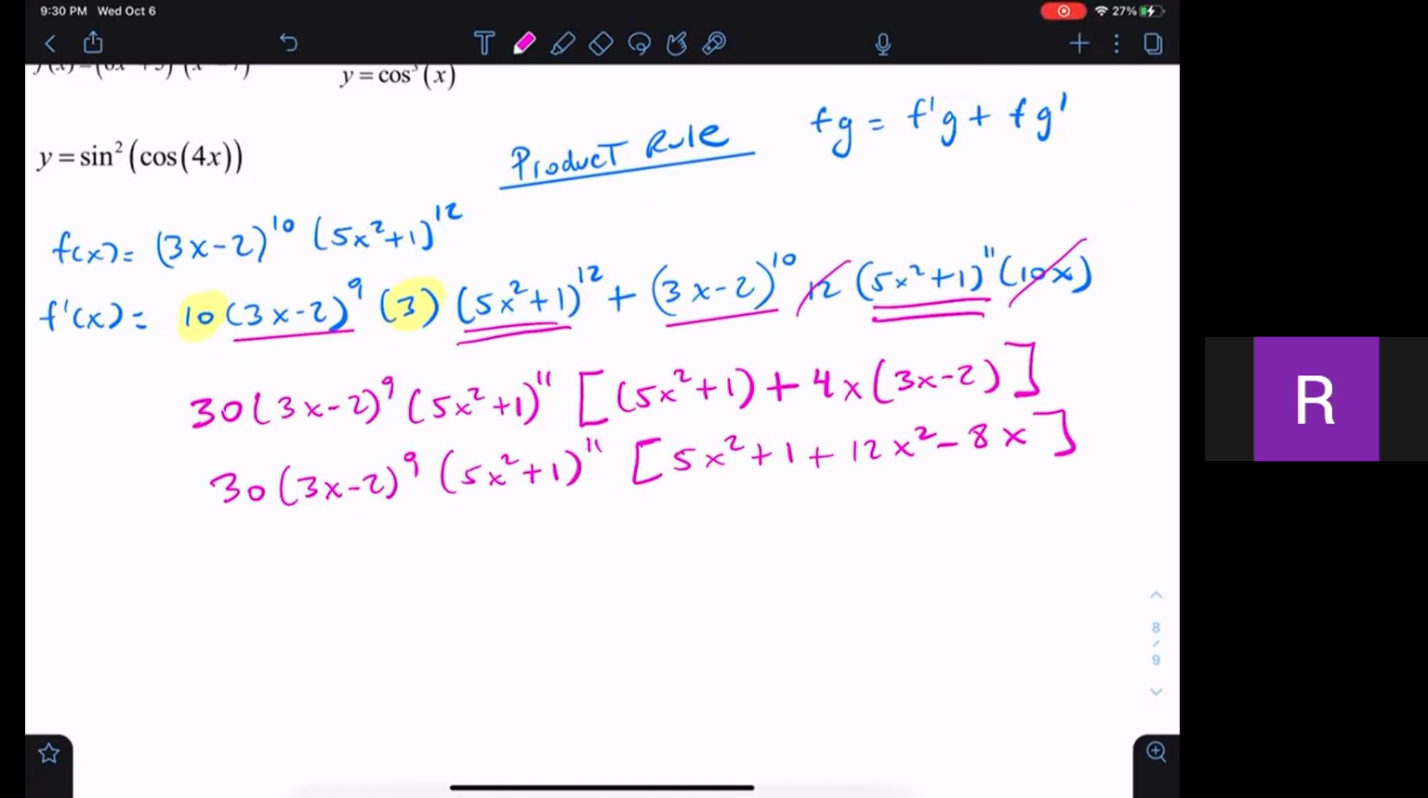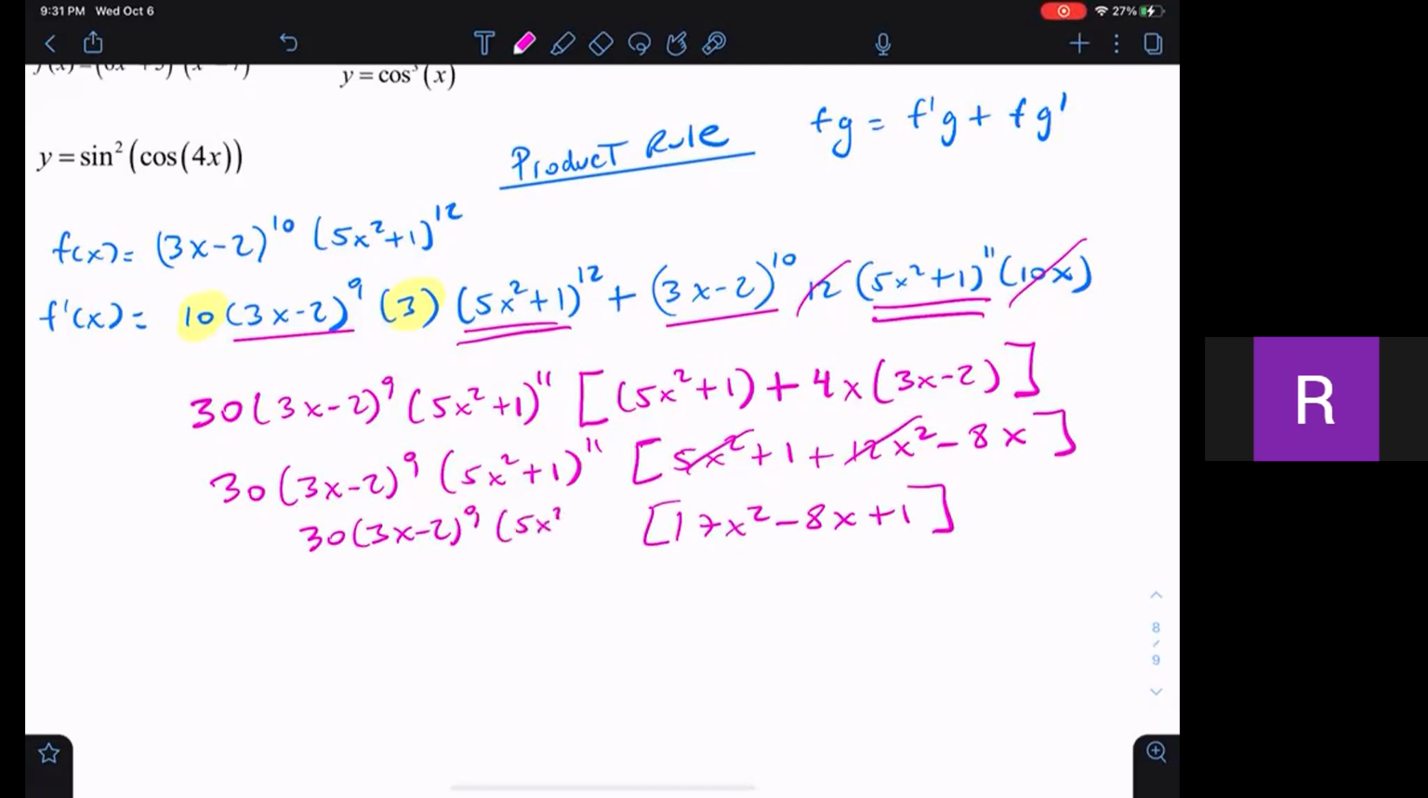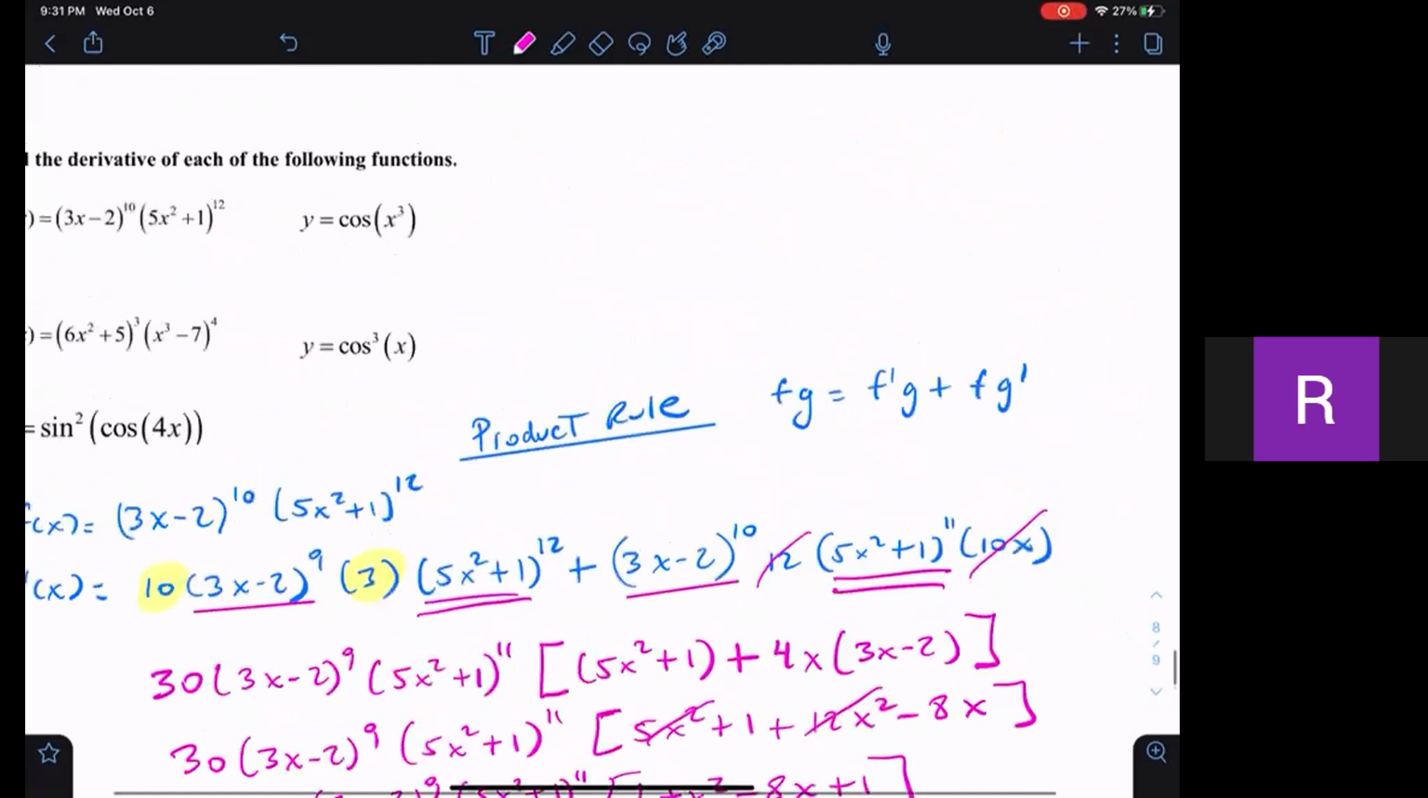Okay, so you can combine these two together. This is 17, x squared minus 8x plus 1. And then this is 30, 3x minus 2 to the 9 power, 5x squared plus 1 to the 11 power. I just want to make sure that I have the same as they have before, right? Just want to make sure of that.